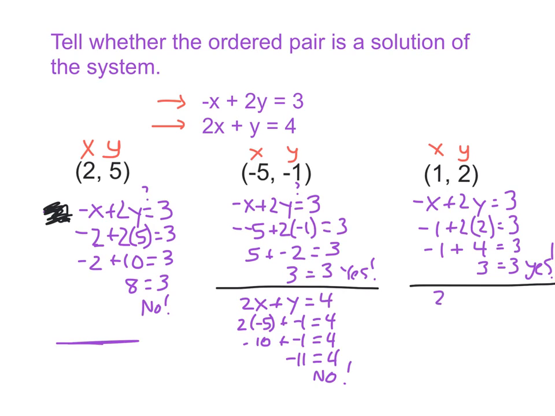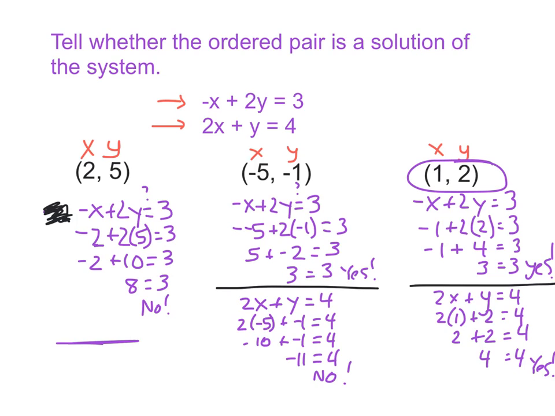Again, let's try our second equation. We've got 2x plus y equals 4. I'll put a 1 in for x. Put a 2 in for y. 2 times 1 is 2. 2 plus 2 is 4, and 4 does equal 4, so this is true again, which means that 1 comma 2 is a solution to the system.